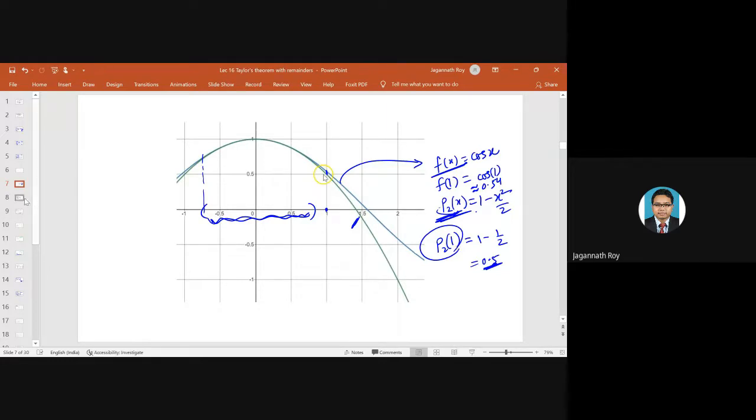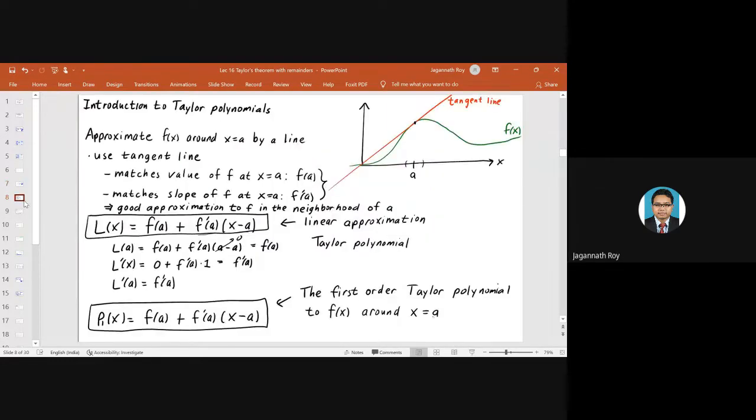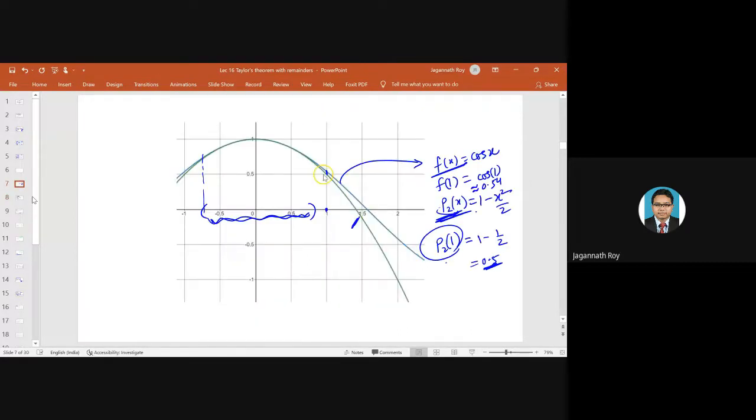Now, as I mentioned, how do we actually approximate? These polynomials are called Taylor's polynomials. This P1(x), P2(x), P3(x), Pn(x) are called Taylor's polynomials.